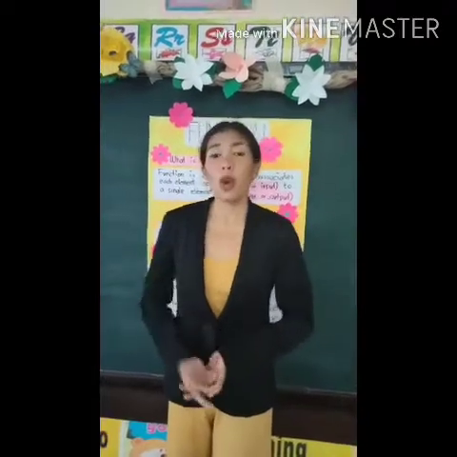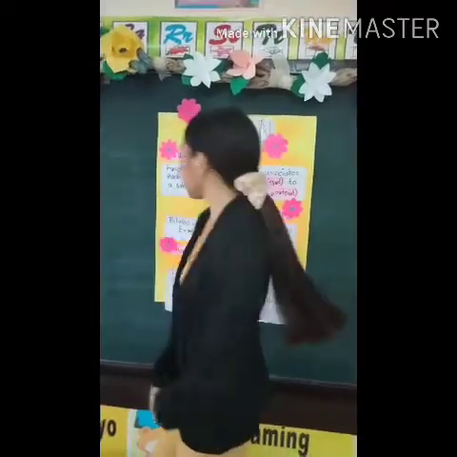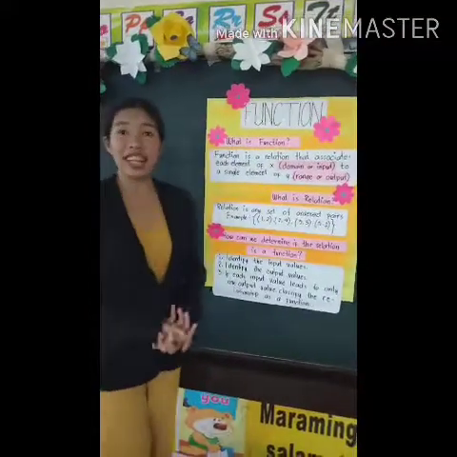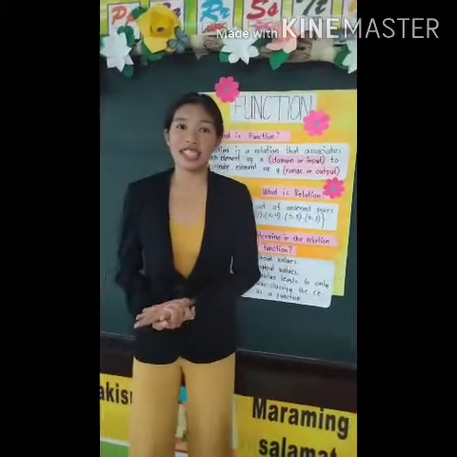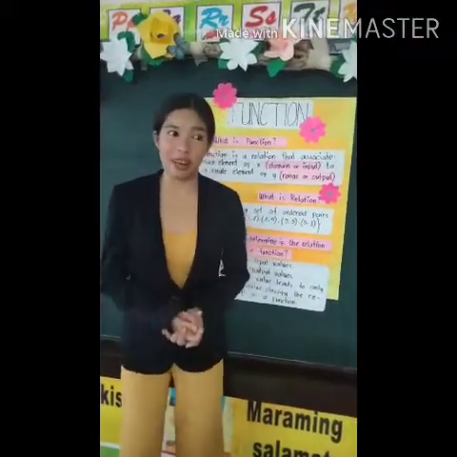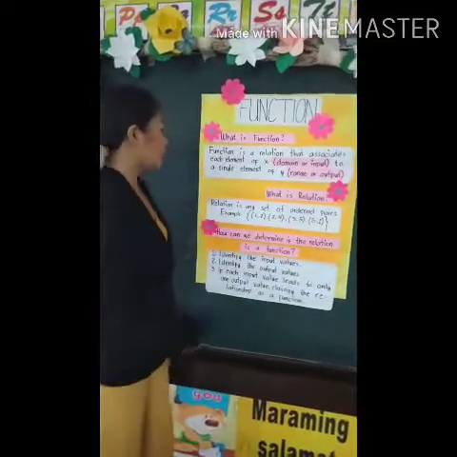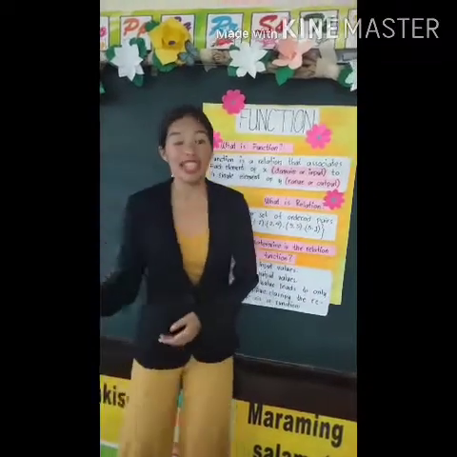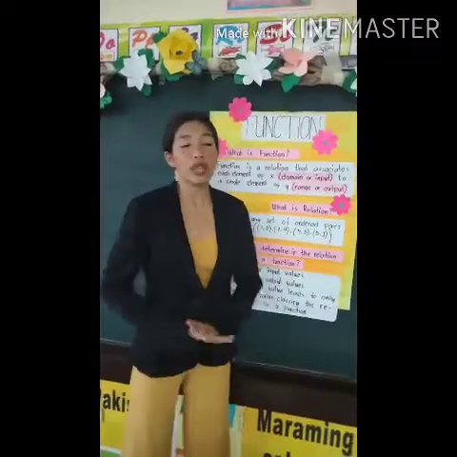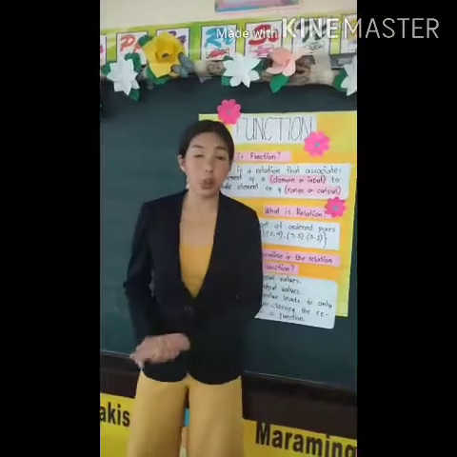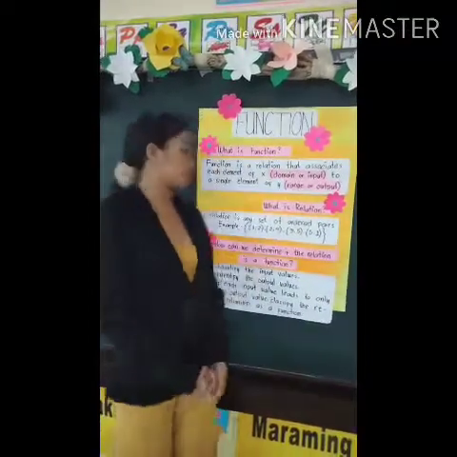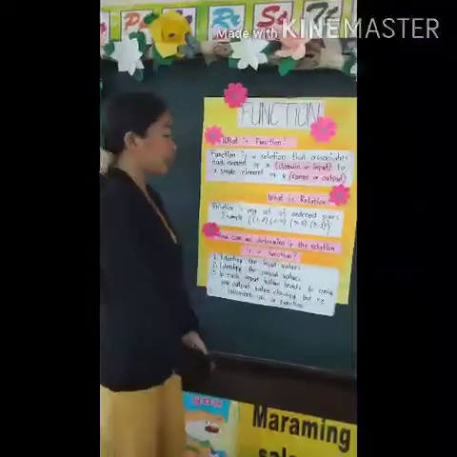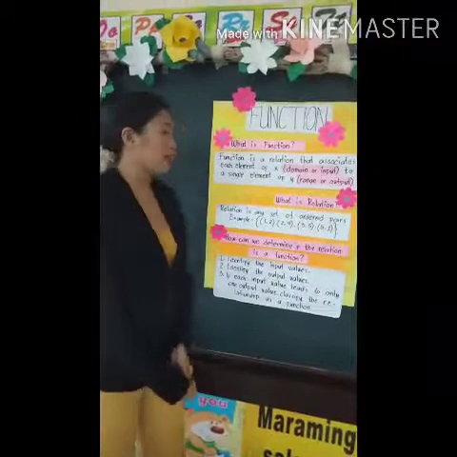So first, what is a relation? Relation is any set of ordered pairs. As I've said earlier, function is a relationship between x and y. So it means that relation is any set of x and y. In relation, we need two or more ordered pairs. Here's an example: 1 and 2, 2 and 4, 3 and 5, and 5 and 1.